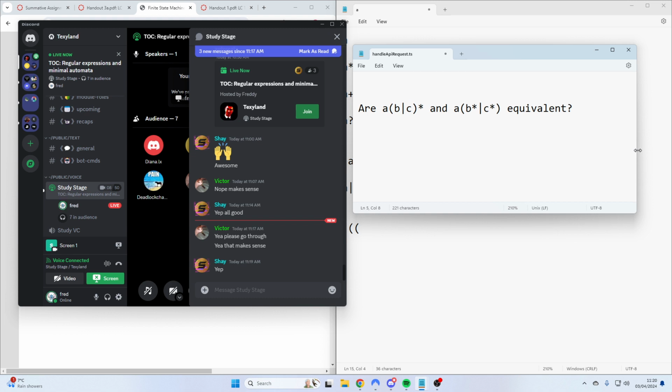Okay, so let's look. So what's the first one saying? We've got at least one A, followed by B or C any amount of times. And the second one is saying we've got A, so we're starting with A again, followed by any amount of B's or any amount of C's. So they're slightly different in their meaning.